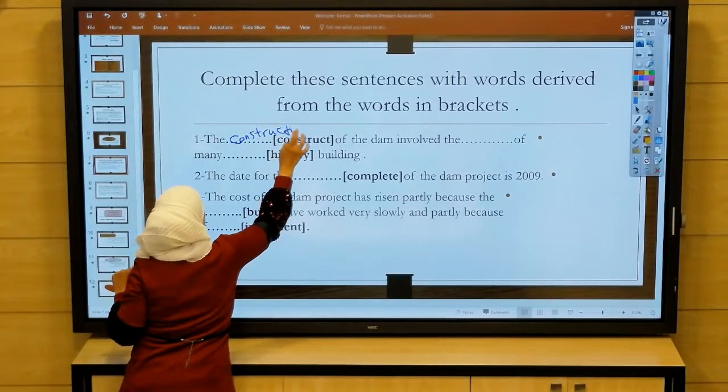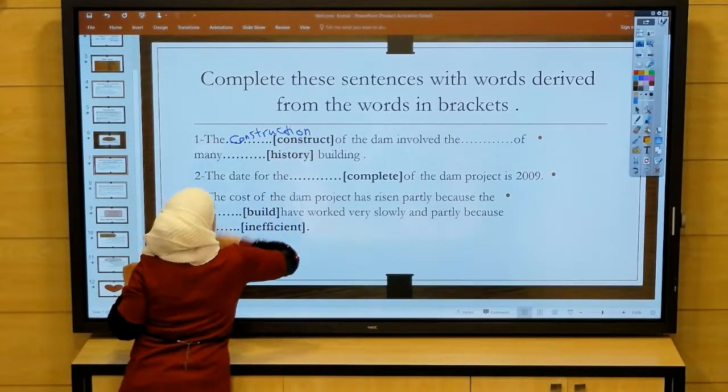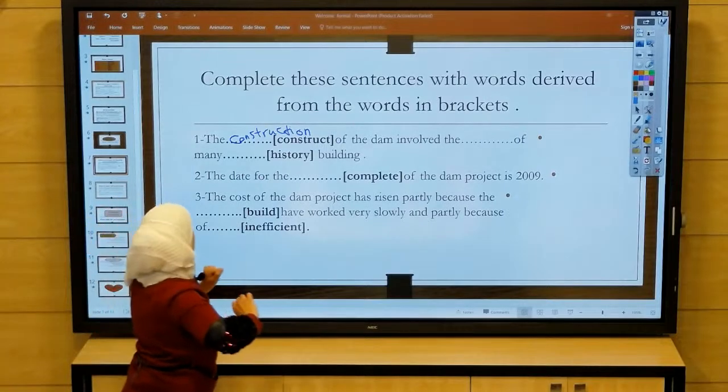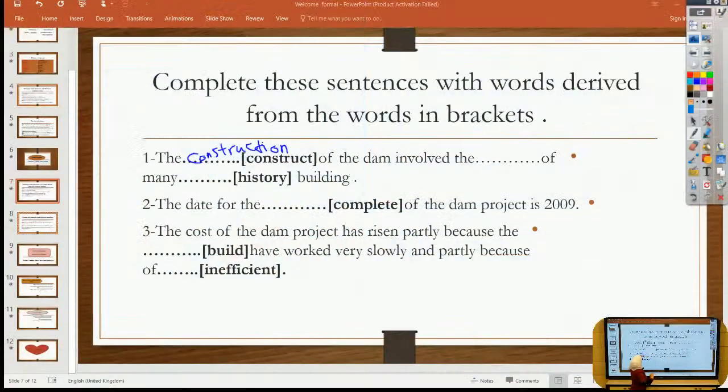Construction of the dam involved the of many history building. Here we have the word building, a noun, so it needs an adjective before it: many historical.